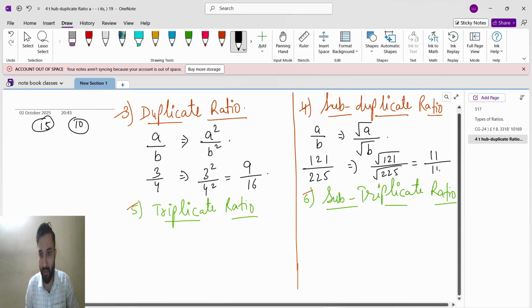You will get the 15. So 11 is to 15 is the ratio. Okay, this is the subduplicate ratio. Here I have taken the perfect square, so we got 11 is to 15.